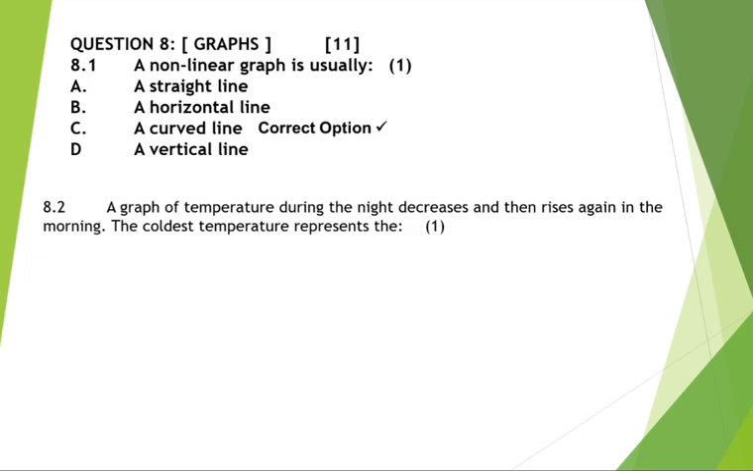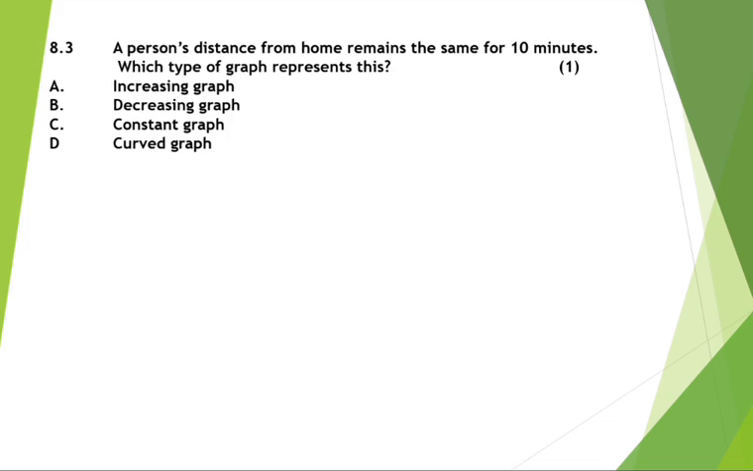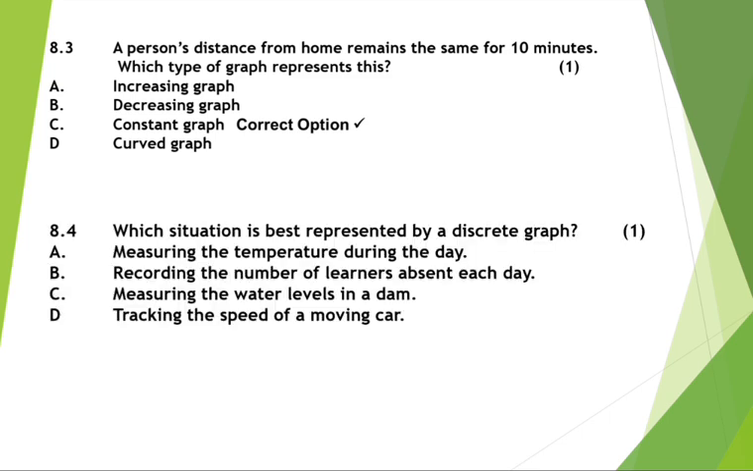8.2, a graph of temperature during the night decreases and then rises again in the morning. The coldest temperature is represented by A, minimum, B, gradient, C, maximum, D, intercept. A, the minimum. And then 8.3, a person's distance from home remains the same for 10 minutes. Which type of graph represents this? That's C, a constant graph, which means the same.